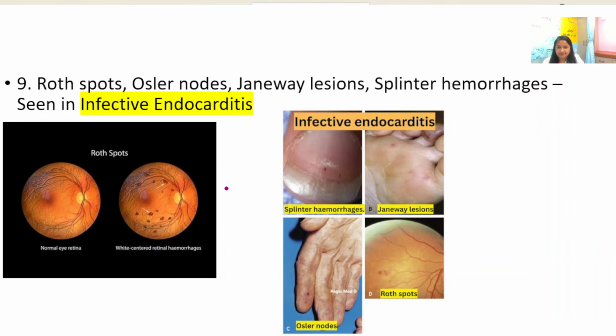These are the manifestations, the pictures you are seeing here. These are seen in infective endocarditis. Roth spots, as you can see, white centered retinal hemorrhages, and other lesions seen in infective endocarditis are splinter hemorrhages here in the nails, Janeway lesions and Osler nodes.